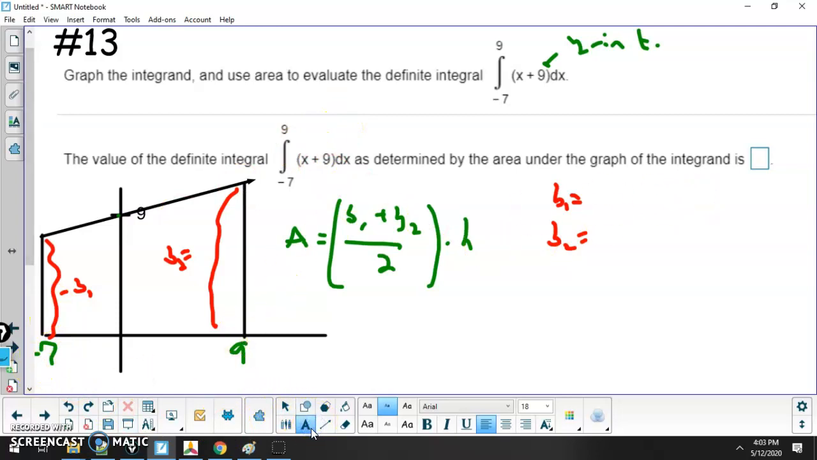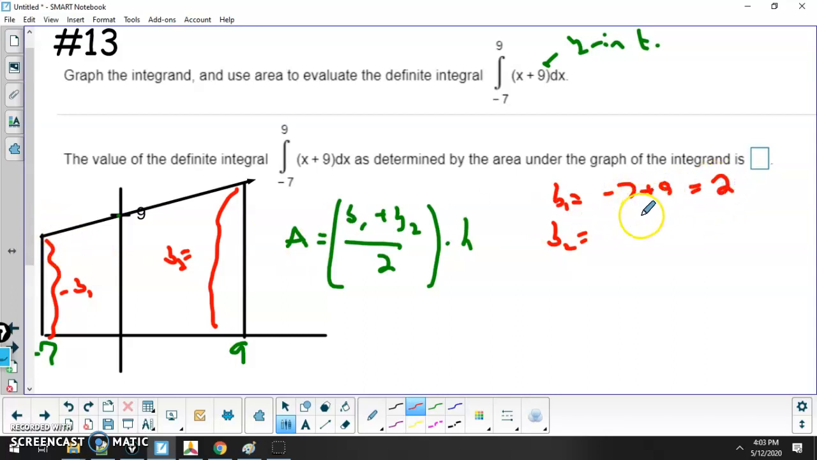So take -7, substitute it in place of x, and then you would have -7 plus 9. Okay, so you're substituting it into x plus 9. So the height here, mine looks a lot higher, but that's because I didn't really pay attention when I was graphing it. But the height here is actually 2. All right. For base 2, you're going to substitute positive 9 in for x. So it'd be 9 plus 9. My height is going to be 18. Well, not my height, but it is the height of this region, but that's base 2, okay?